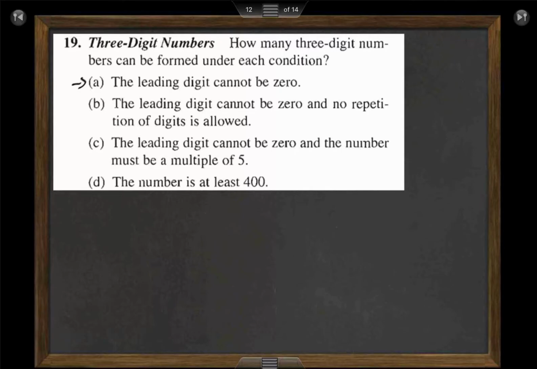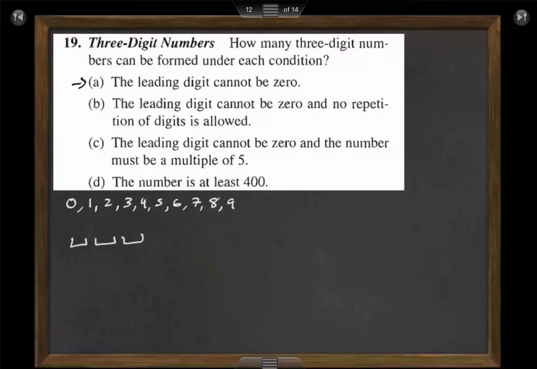We have zero, one, two, three, four, five, six, seven, eight, and nine. Those are all our single digits. There's a total of 10 single digits. And so we're making a three-digit number, one, two, three, only three digits. So if the first number cannot be zero, how many different combinations of numbers are possible?